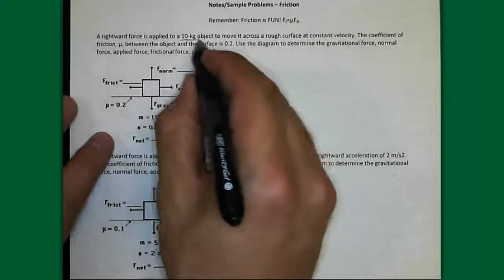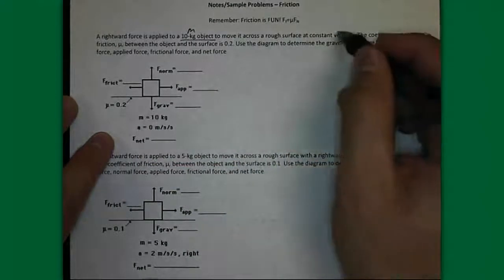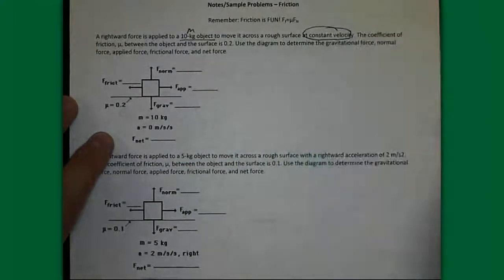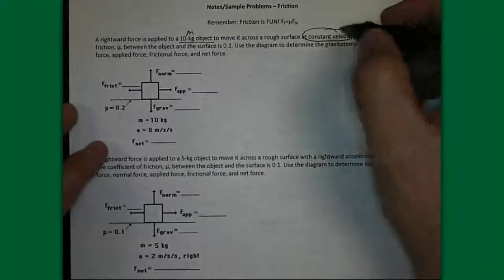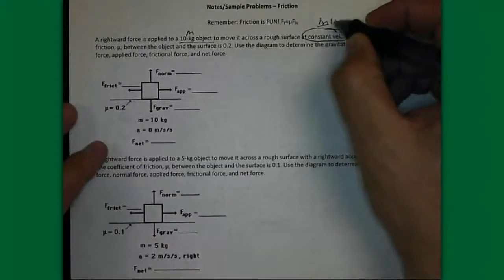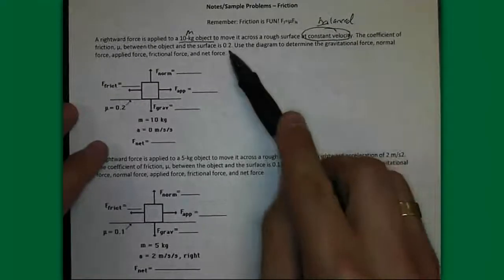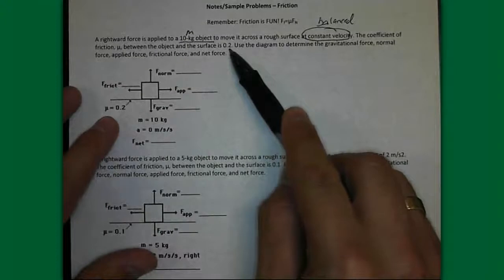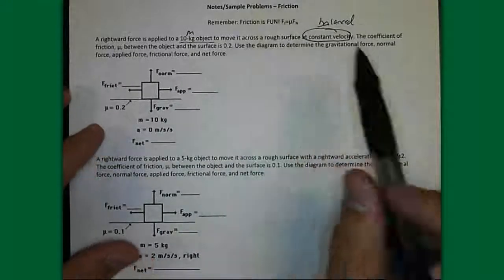So this object has a mass of 10 kilograms. We're going to move it across a rough surface at constant velocity. When you see that term, it's very important to circle it, to recognize what that means. Remember that means our forces are going to be balanced. They give us the coefficient of friction in two places, actually. And we're going to use this diagram and the information we're given to determine all of these things.